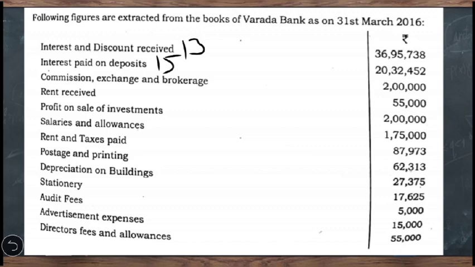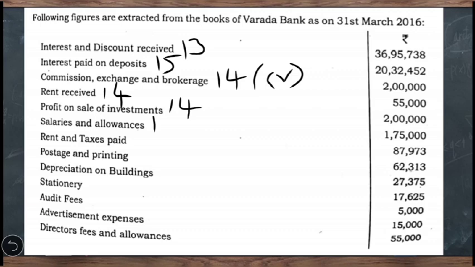Then commission, exchange and brokerage, they have not given here whether it is a debit balance or credit balance. Usually it will be income for the bank, so it comes in note number 14. Okay, it usually shows a credit balance. Then rent received, again here rent is not paid but it is received, so it comes under other sources of income, that is note number 14. Then profit on sale of investment, again it is note number 14, other income.